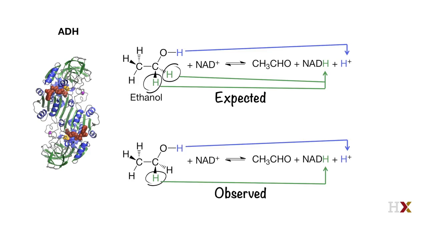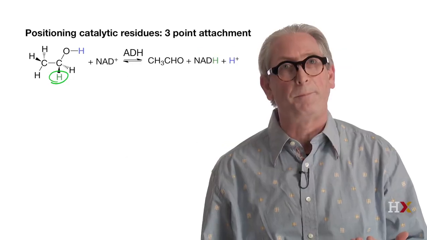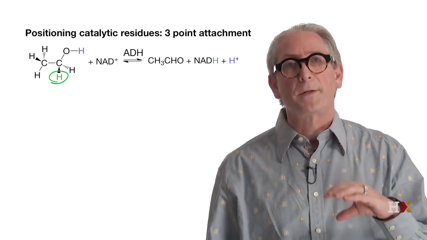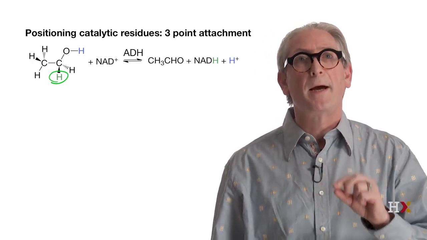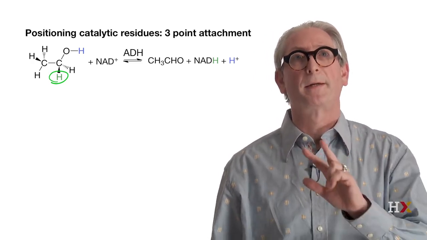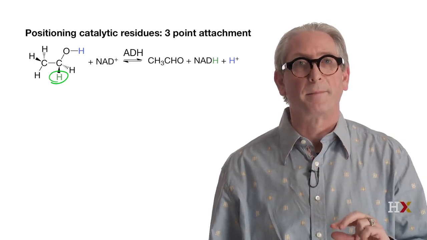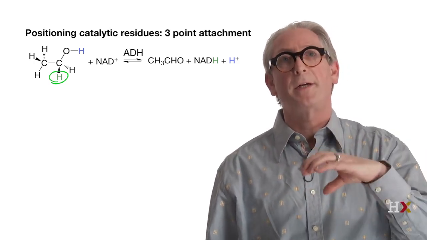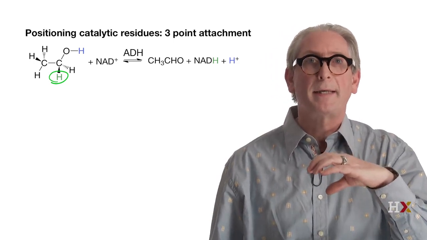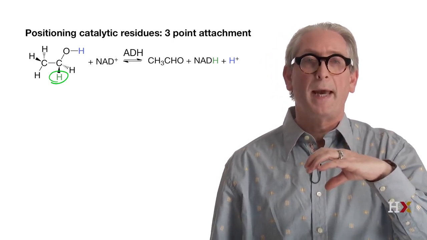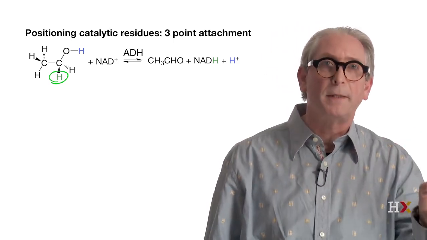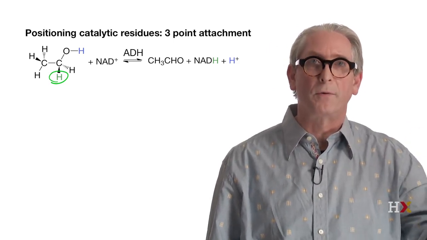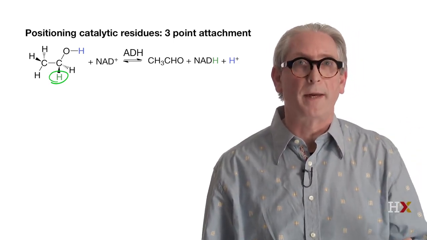It's explained by a model of interaction between substrate and enzyme called the 3-point attachment model. In this model, the substrate interacts with the enzyme via 3 specific attachment sites. And that will fix the orientation of the substrate in the active site of the enzyme, and will bring a certain number of chemical groups in proximity to other chemical groups, and these are the ones that will react together.